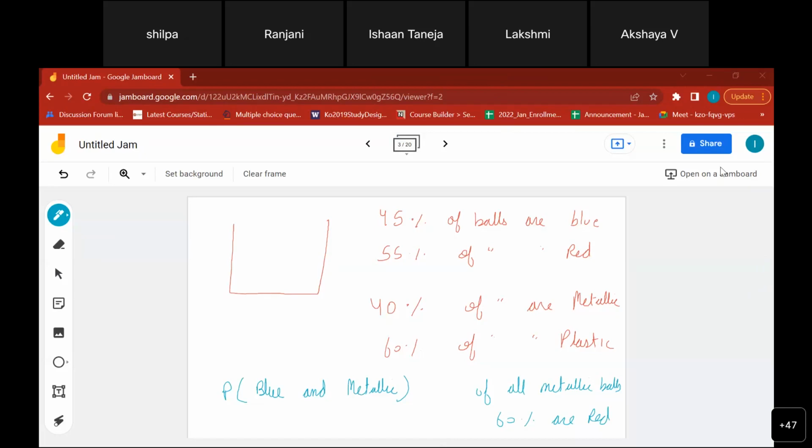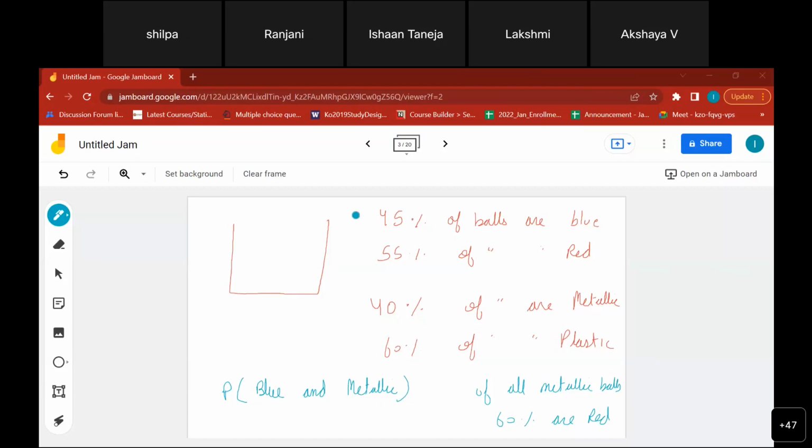So assume that there are 100 metallic balls. Okay. And out of that, you're saying 60 are red and 40 are blue, correct? No, 40 are metallic, 60 are plastic. 45% are blue, 55% are red, out of the total.